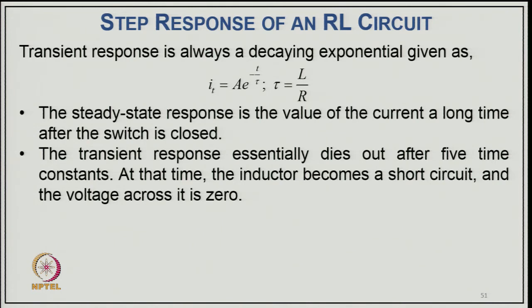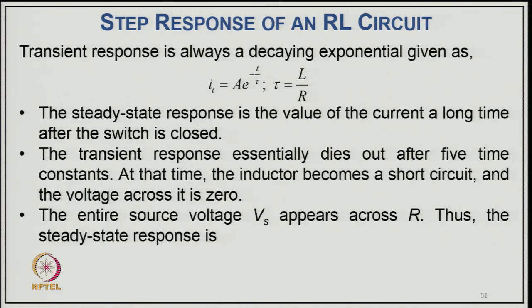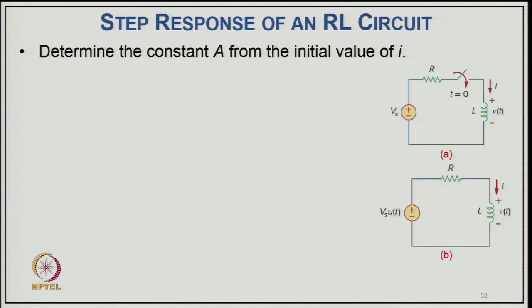At that time the inductor becomes a short circuit and the voltage across it is 0, and the current is decided mainly by the total resistance of the circuit. The entire source voltage appears across the resistance R, and thus the steady state response is i_ss = V_s/R, because the resistance of the circuit decides the final current. Your total response becomes i = A e^(-t/τ) + V_s/R.